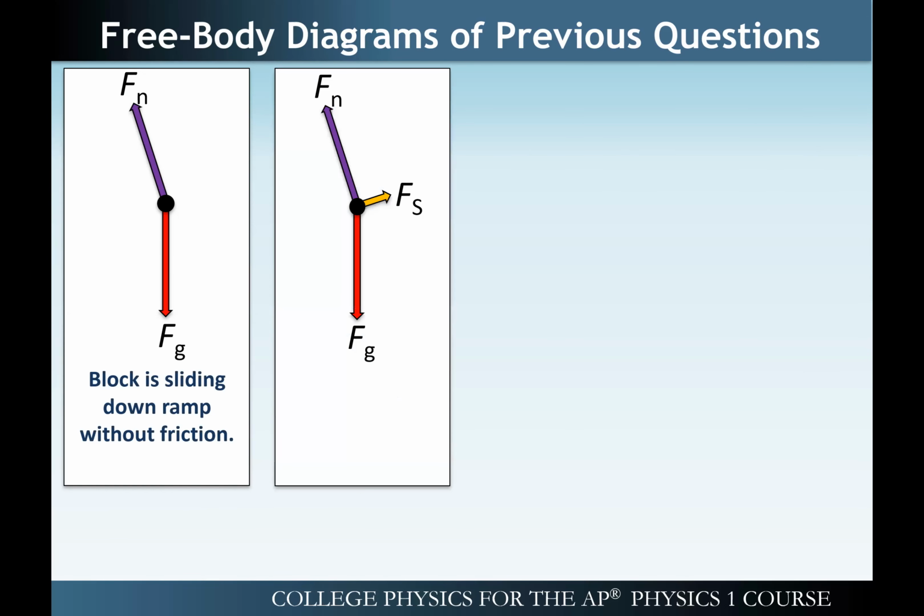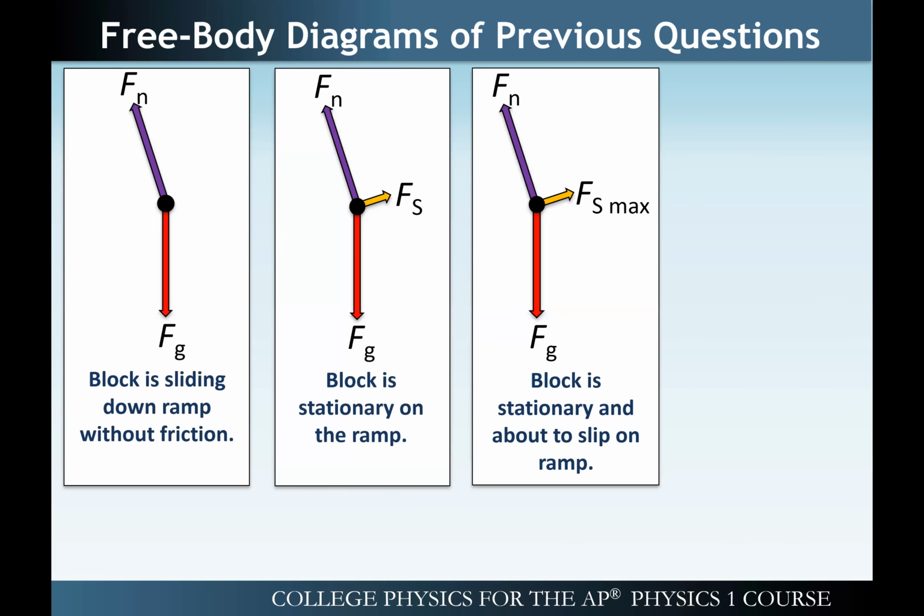If there is friction, we might have a block sitting stationary on the ramp. That means the friction is static friction, and there would, again, be no fourth force. We could break the weight force into components, but there are just three forces: the normal that's perpendicular to the ramp, the static friction force that's parallel to the ramp, and the weight force, which is directly down.